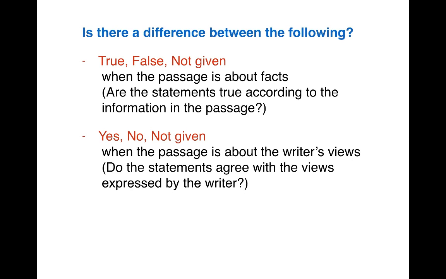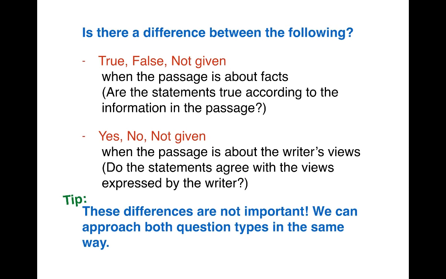So we've seen this small difference between facts and views, but here's my tip. These differences are not important. We can approach both question types in the same way. Just think correct, incorrect, or not given. Now that you understand this small difference between these two types of questions, we can forget about it completely. Don't worry anymore about the difference between true and false and yes or no, because we're going to approach them in exactly the same way.